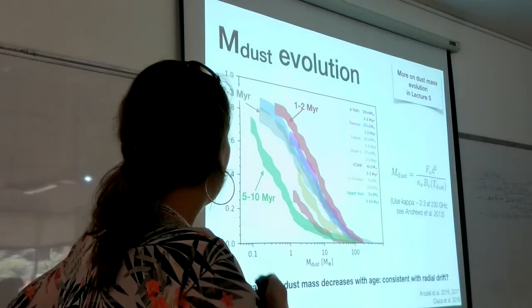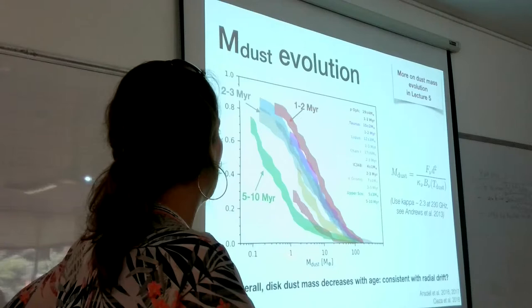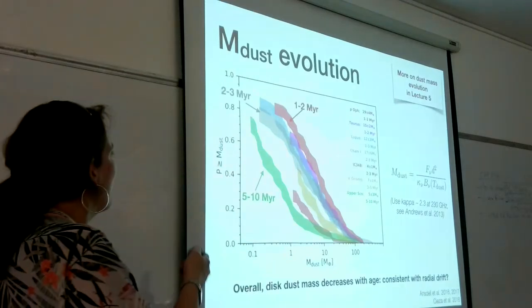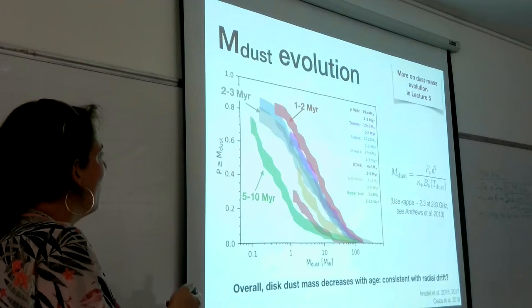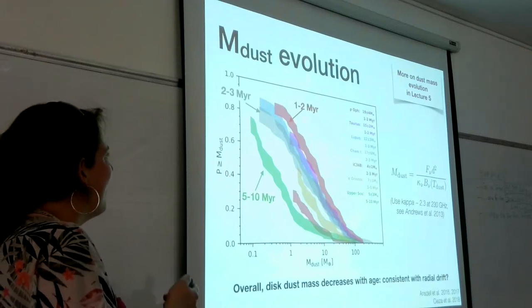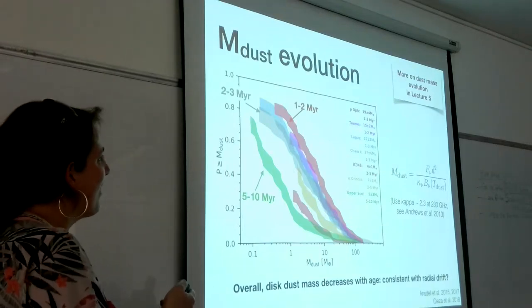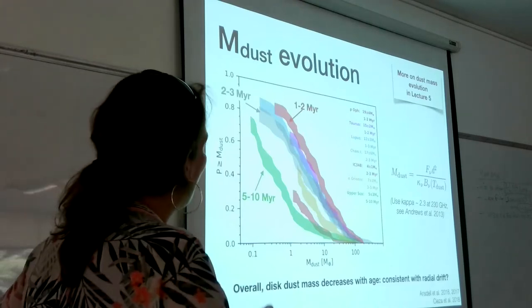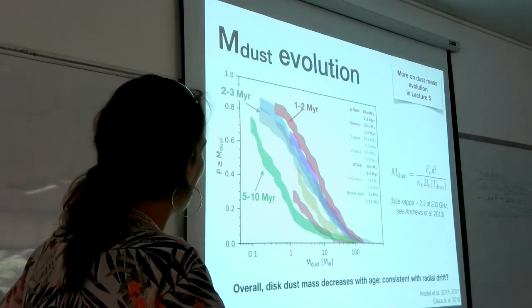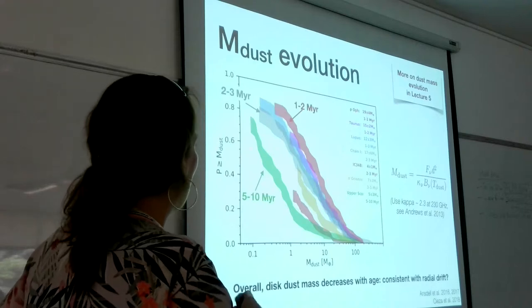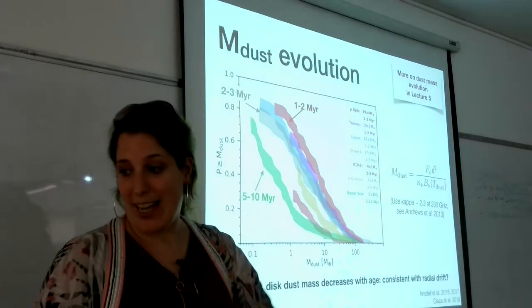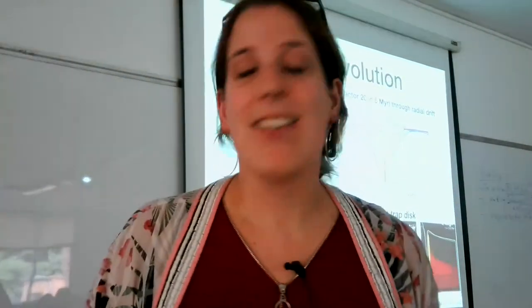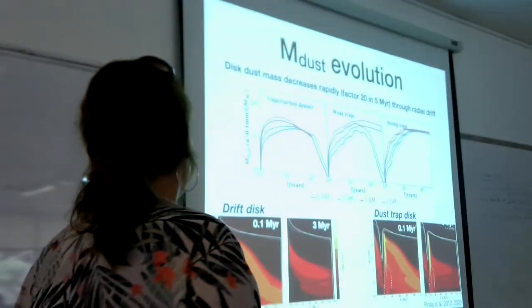If we now look at the cumulative dust mass distribution, so that is essentially this plot, you look at what is the probability that a disk is larger than a certain dust mass? You see that the dust masses in the youngest regions are significantly higher than those in the older regions. So the disk dust mass decreases with age. And that is, again, consistent with radial drift.